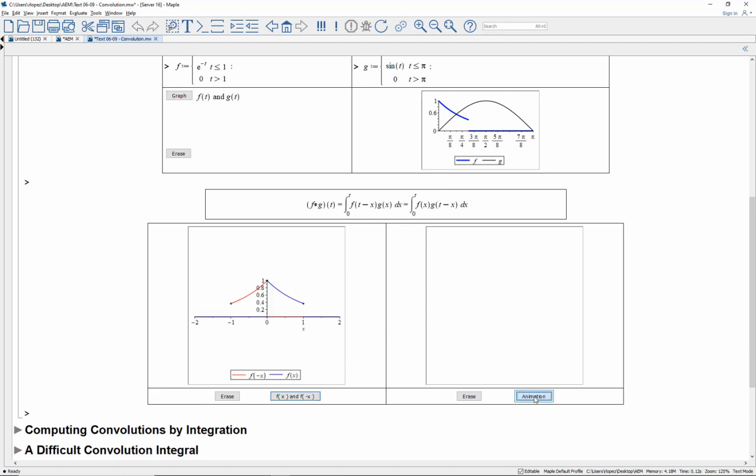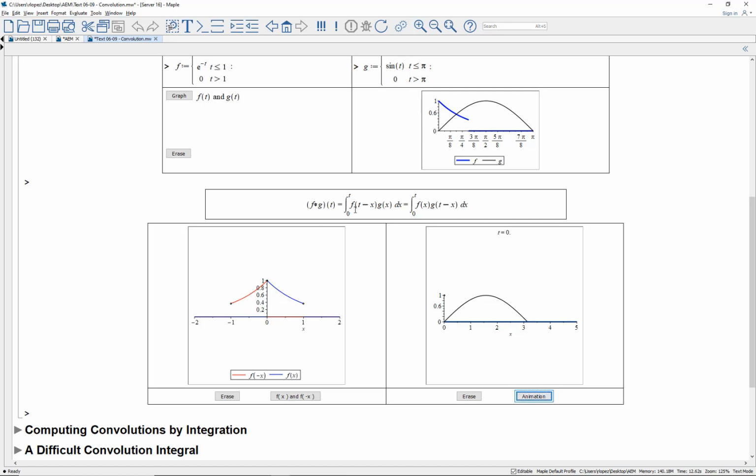There's the graph of f, that's this blue part, and f of minus x. So I'm looking at this form of the convolution integral. Now I'm asking myself, what happens when t is 0? When t is 0, I'm looking at f of minus x. Well, f of minus x is the mirror image, a reflection across the y-axis. So that's this red bit.